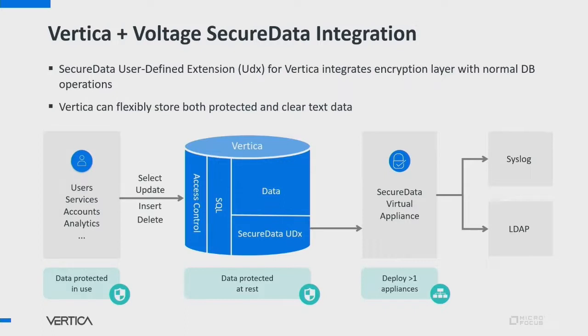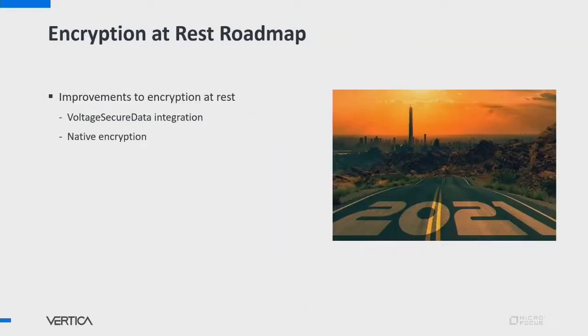A Vertica instance using Federal Information Processing Standard, FIPS, is incompatible with the Voltage SecureData integration. In the future, Vertica will have even more efficient encryption at rest. It relates not only to Voltage SecureData integration, but to native or built-in encryption as well.